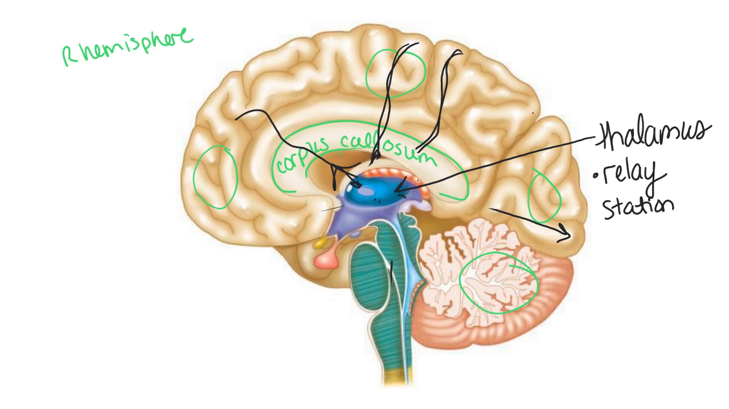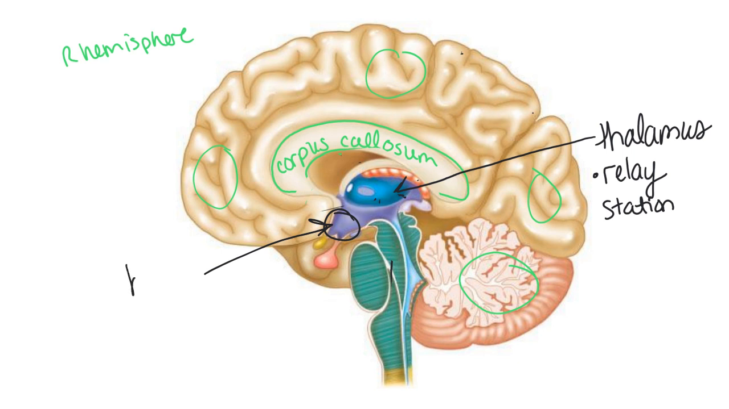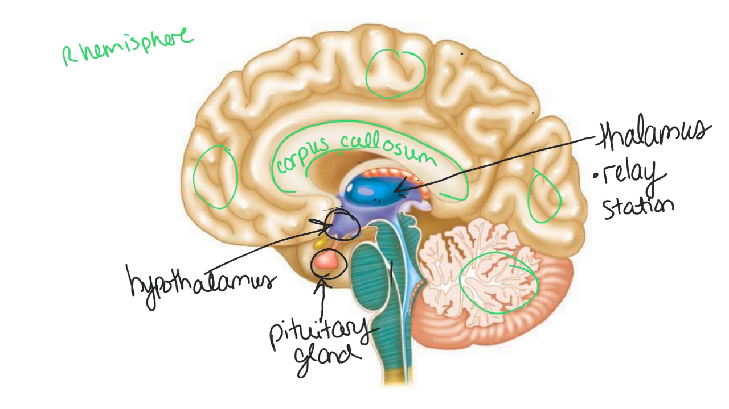Okay, from that thalamus, we've got a hypothalamus. Okay, so hypo means below. So this hypothalamus is below the thalamus. So it is this area right here. That's our hypothalamus. And the hypothalamus is going to be attached here to our pituitary gland. And these two work a lot together. So we're going to talk about what they do at the same time.